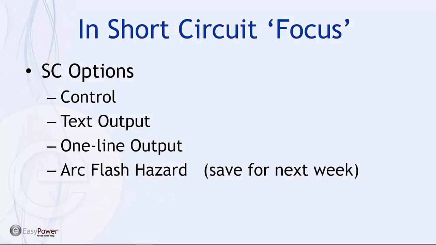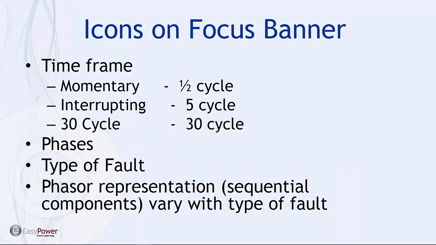Now, when we get into the short circuit focus itself, there's a unique icon referred to as short circuit options, and the tabs there are the control settings, the text output, the one-line output, and the arc flash hazard tab. On next Tuesday's session, we will spend a lot more time on the arc flash hazard tab because it has a lot of bearing on how NFPA 70E is applied, so we're just going to breeze over that in this discussion. Then, the icons on the focus banner include a number of controls that are unique to short circuit and worth understanding, in terms of how their implementation applies to the calculations and how you can control displays, both for phasors and for sequence components. We're going to touch briefly on those.